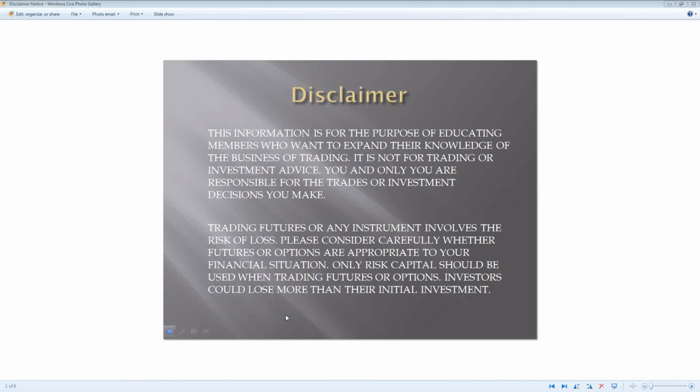There are no shortcuts in trading. We have to do the work. We have to do the homework. But before we do anything, we have to get the disclaimer out of the way.